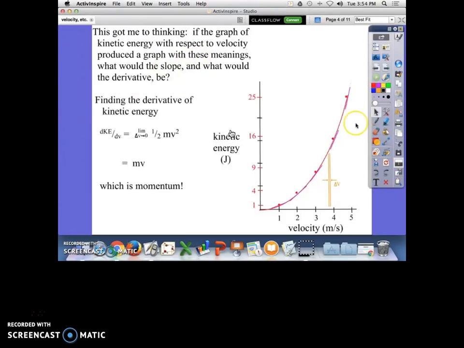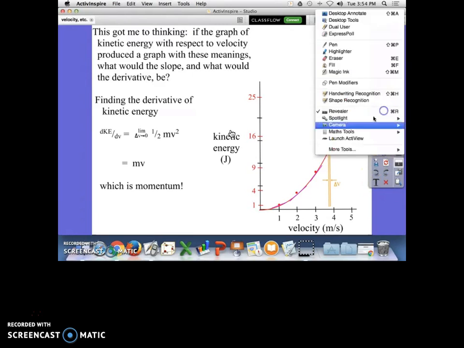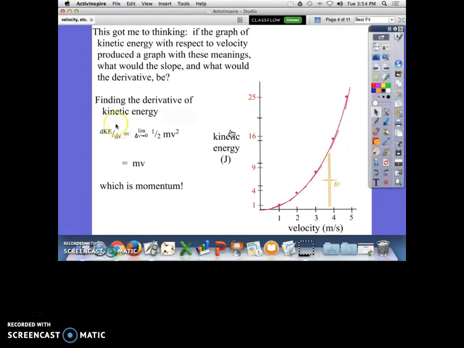Well, if you find the slopes along there, which are your derivatives, you would be finding the derivative of the kinetic energy, derivative KE, with respect to the change in kinetic energy with respect to change in velocity, is equal to the limit as the change in velocity, which is this little delta v, getting closer and closer together. As that interval of velocity gets smaller and smaller near zero, of the kinetic energy, 1/2 mv squared, you take the derivative of that and you get mv.